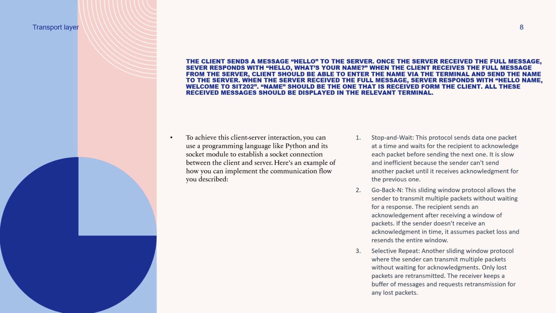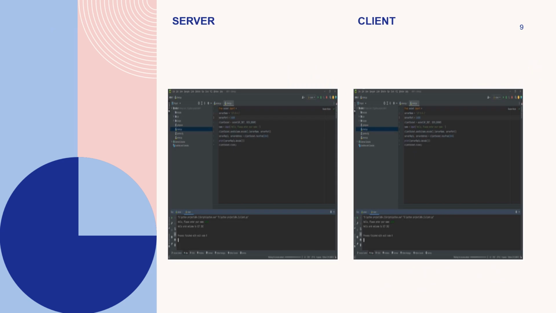Once the lost packets are transmitted, the receiver keeps a buffer for the message and requests a retransmission for any lost packet. To achieve the client and server interaction, you can use a programming language like Python and its socket module to establish a socket connection between the client and the server. Here is an example which will be discussed in the other slide. So this is the server and the client code.